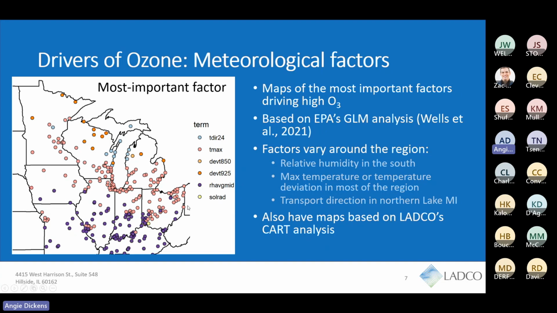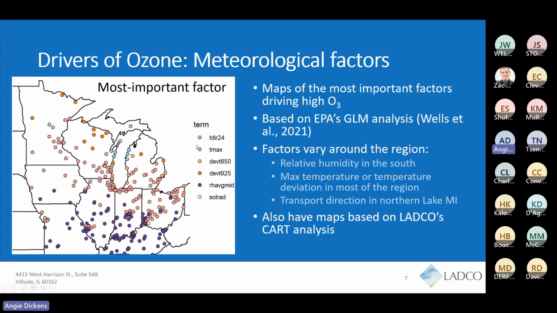And what you see is that we have different factors that are most important in different parts of the region, and these vary systematically. In the southern part of the region, the average midday relative humidity is the most important factor. As we saw previously, high relative humidity decreases ozone. So for these sites, the most important factor is the relative humidity, and in fact, having low relative humidity is most important in the southern part of the region.